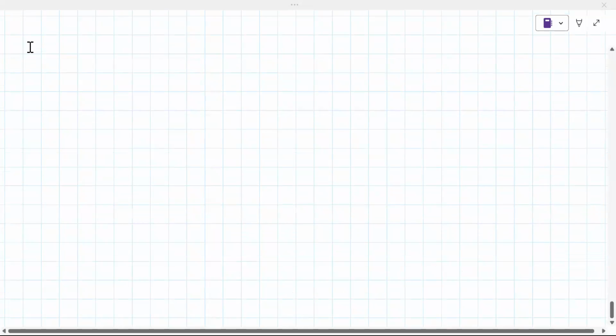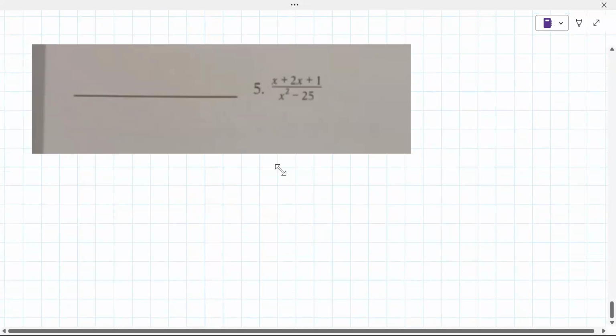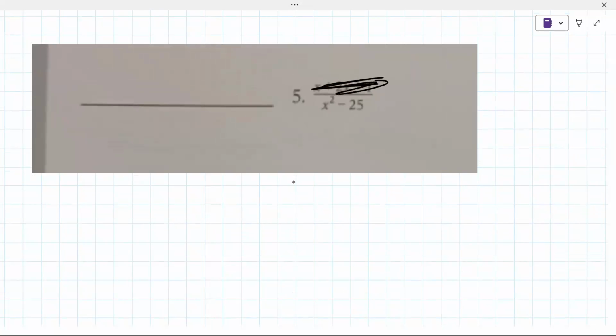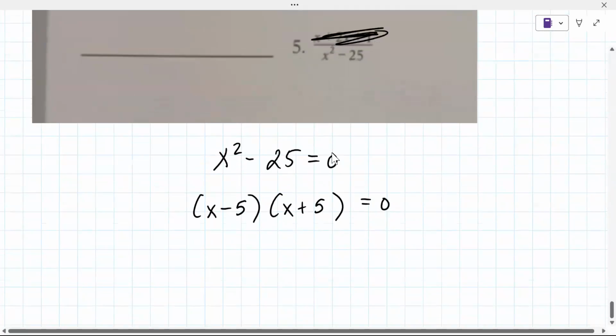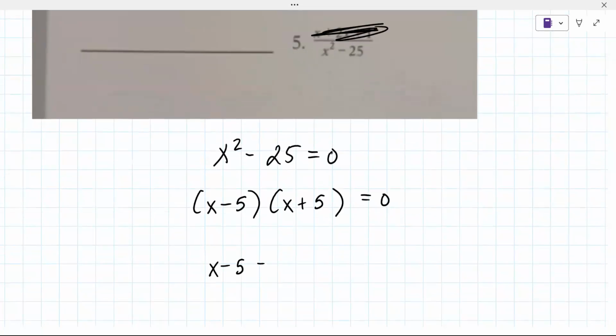So here we go. For number 5 here, again, you don't care about the top. You just ignore the top, but you set the bottom equal to 0. Now the bottom is really a difference of squares. It's x minus 5, x plus 5 equals 0. And then you write x minus 5 equals 0 and x plus 5 equals 0. And you solve each of those for x.